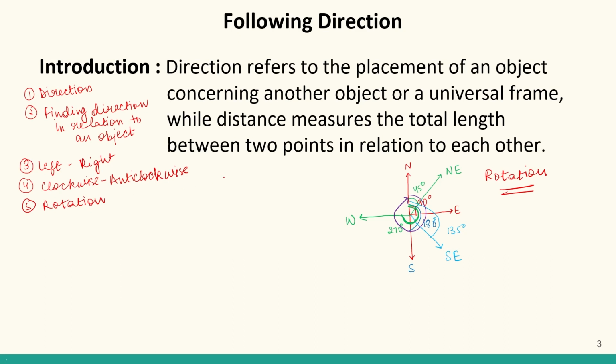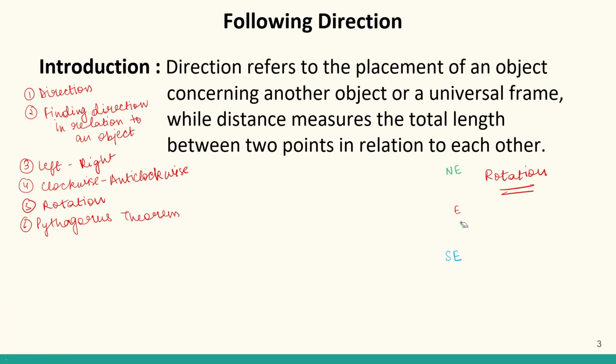Last but not the least is the concept of the Pythagoras theorem. This is also known as the Pythagorean theorem. So what do you mean by Pythagoras theorem? Let us understand. If A is standing here, B is standing here, and C is standing here. So if you look at them, they form a triangle. And what kind of triangle do they form? They form a right angle triangle. This is clear. This much is clear.